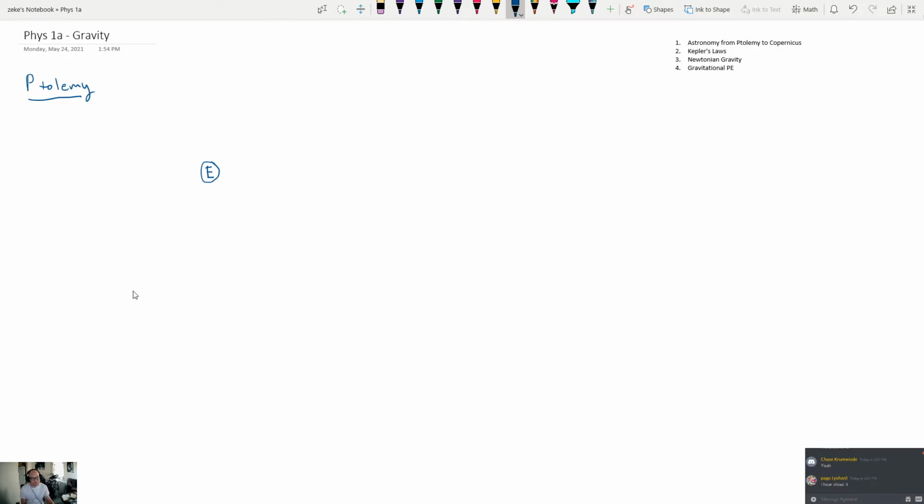The other argument was that if you place a pole in the ground and you look at the shadow that's made by that pole at a certain time of day, like let's say noon, and then you go to a different location that's maybe 100 miles away and you do the exact same thing, the shadow is going to look different.